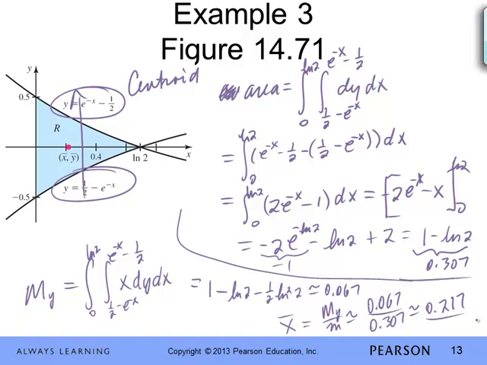So 0.217 then would be the x-coordinate of the center of mass right here. So 0.217 comma 0 would be that center. Well, because of the fact that this has a density of 1, we're finding the centroid. So this, the geometric center, or the centroid, has coordinates 0.217, comma 0. All right.